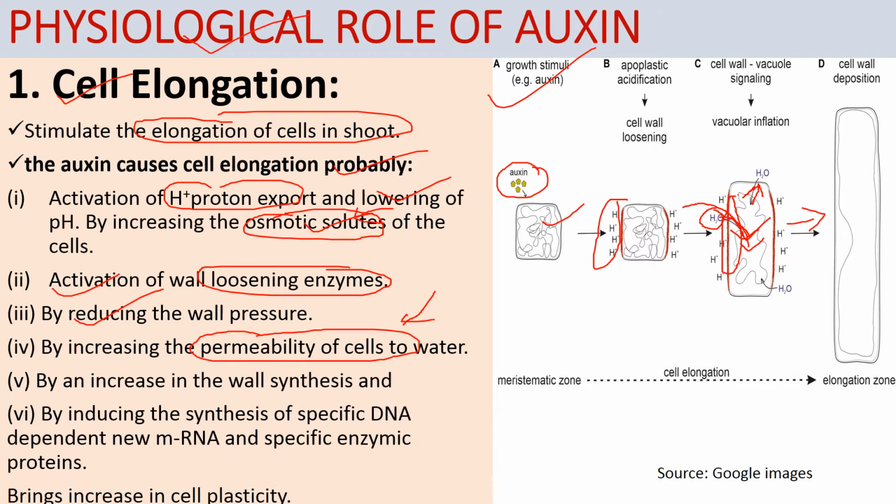So by an increase in the cell wall synthesis and including synthesis of some specific DNA dependent new mRNA and specific enzymatic proteins, ये जो सारे constituent particles हैं वो बनते हैं, जिससे कि cell wall जहाँ पे loose होती है, जहाँ पे gaps बन जाते हैं, वहाँ पे नई cell wall के components को synthesize किया जाता है. And this brings increase in cell plasticity. So plasticity means growth जो होगी इसमें that is not reversible, so it will be permanent growth.